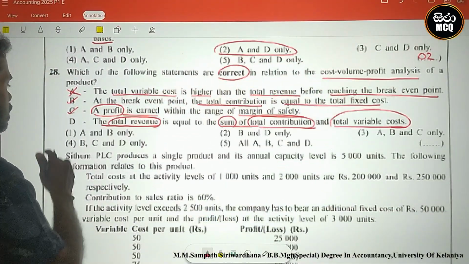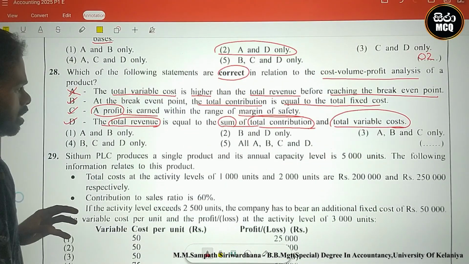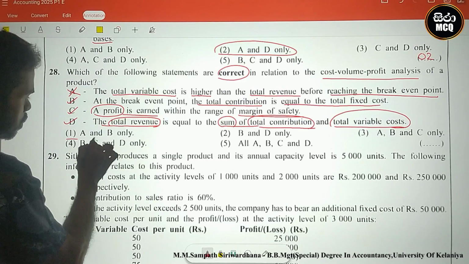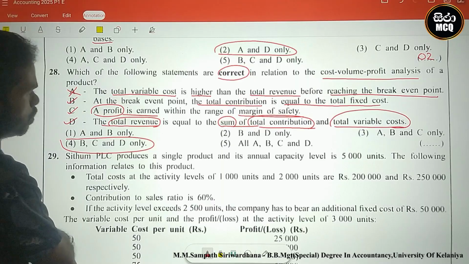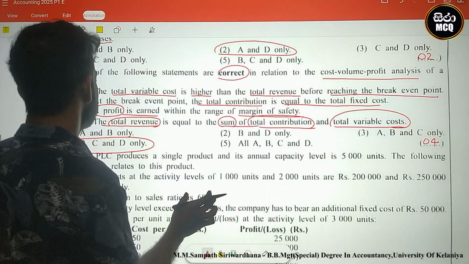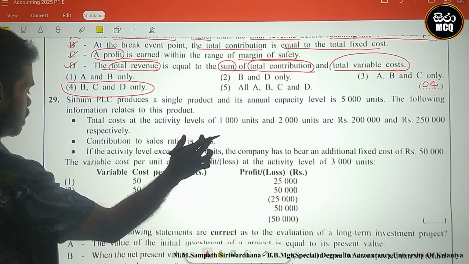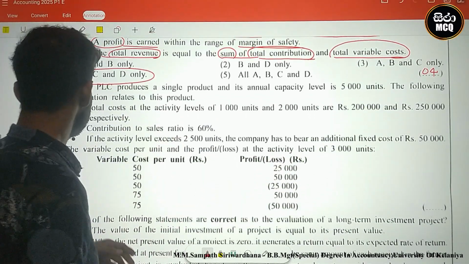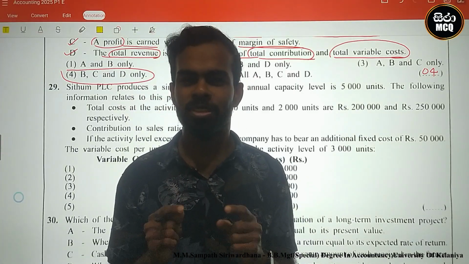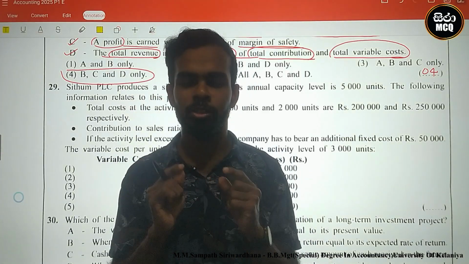Correct statement is D. Therefore, we can identify the correct statements are B, C, D. B, C, D only. Answer is 28. Okay. Then in the next video we discuss question number 29. Therefore, we meet in question number 29.